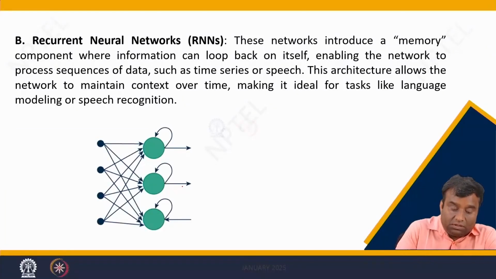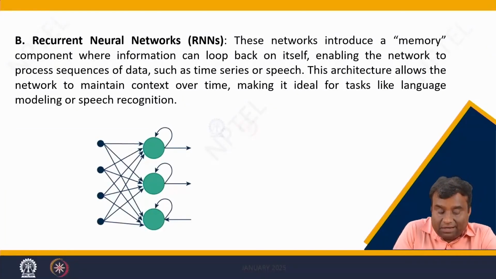The next one is the recurrent neural networks. These networks introduce a memory component where information can loop back on itself, enabling the network to process sequences of data such as time series or speech. This architecture allows the network to maintain context over time, making it ideal for tasks like language modeling or speech recognition.